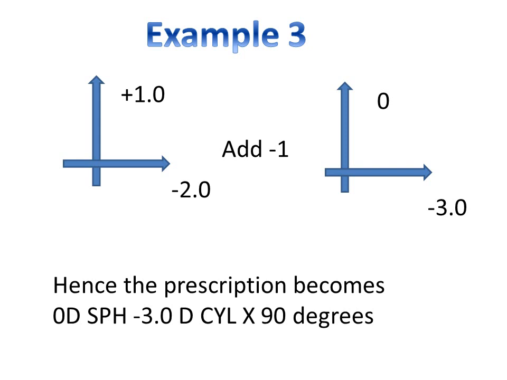Example 3. So here, when we consider the vertical axis, the movement is in the same direction and it got neutralized with +1. But the movement in the horizontal axis was along the opposite direction, and hence we have used -2. So to this you add -1, then it becomes 0 in the vertical axis and -3 in the horizontal axis. Hence the prescription becomes 0 spherical, -3 diopters of cylinder along 90 degrees.